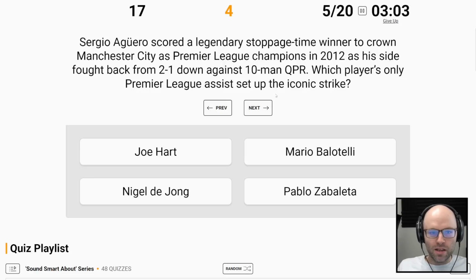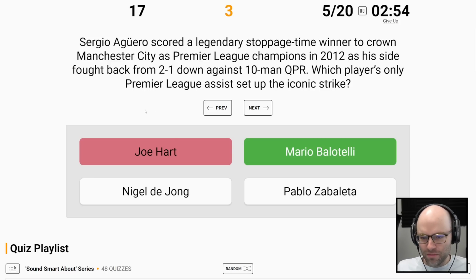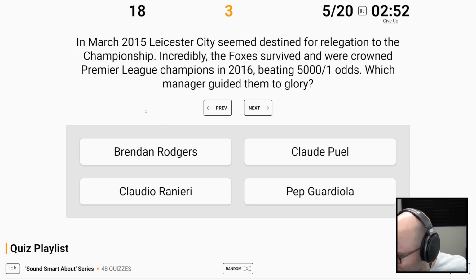Sergio Aguero scored a legendary stoppage time winner to crown Manchester City as Premier League champions in 2012 as the side fought back from 2-1 down against 10-man QPR. Which player's only Premier League assist set up the iconic strike? It must be the goalie, Joe Hart. Mario Balotelli had 1 assist in his whole Premier League career? Wasn't he like a starting striker? I mean, you got to be like a legendary ball hog, right?